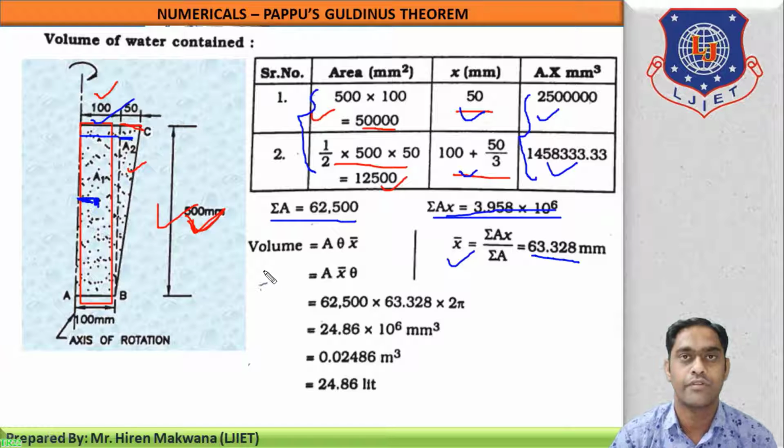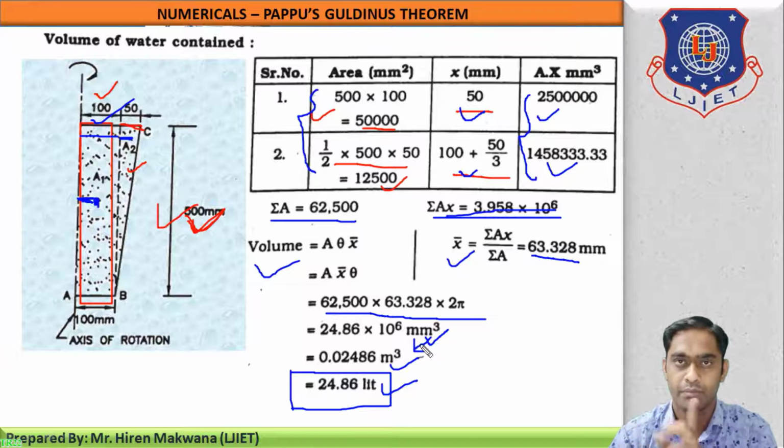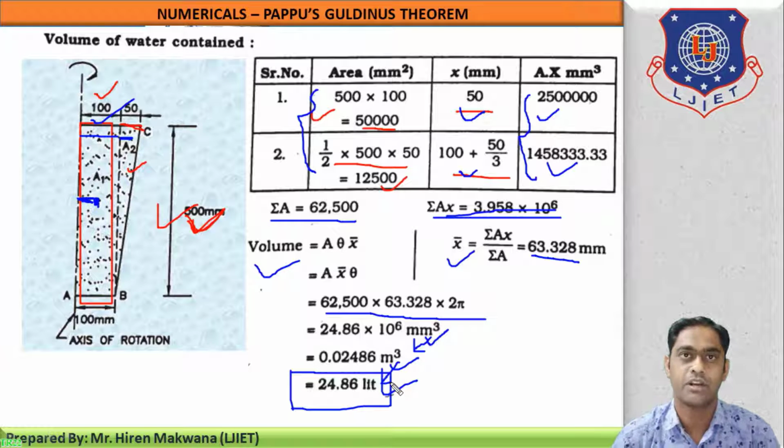Volume of surface of revolution is equal to A theta x bar according to the formula. Putting in all the values, we will get volume equal to 24.86 liters. To make it in liters, we have to convert first mm cube into meter cube and meter cube into liters. You have to calculate mm cube into meter cube on your own, but I am giving a hint to you: 1 meter cube equals 1000 liters. So 24.86 liters.